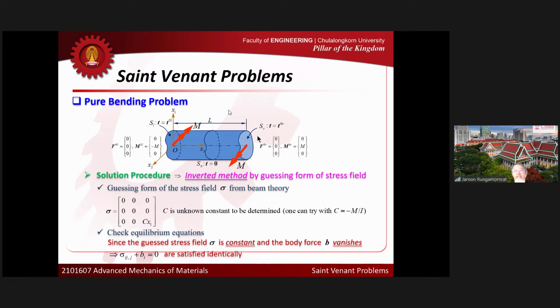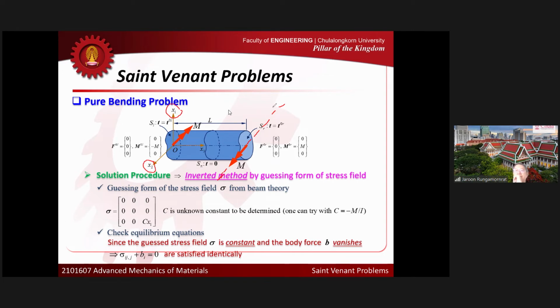If you take a look at the bending moment that I apply here, I try to base it on the beam theory. I didn't say that the thing that I guess here is correct; I have to check. But based on the beam theory, x2 here is the neutral axis. And if you remember, x1 and x2 that I consider here are principal axes, right? I choose x1 and x2 to be the principal axes of the cross section.